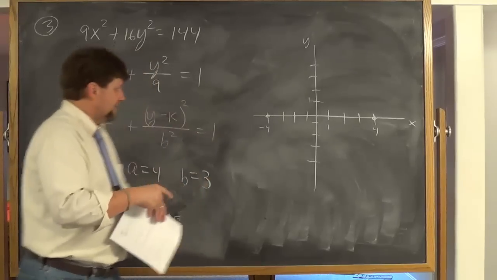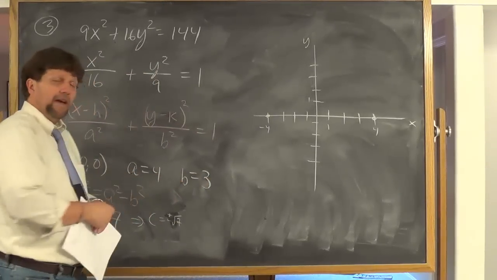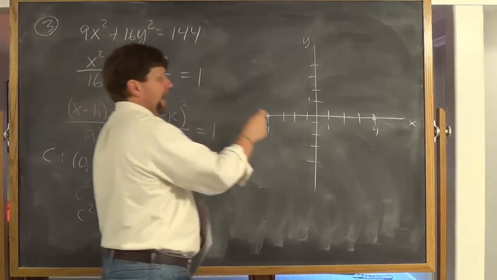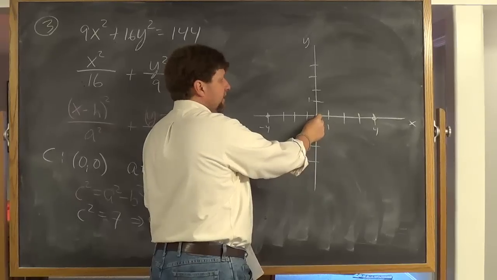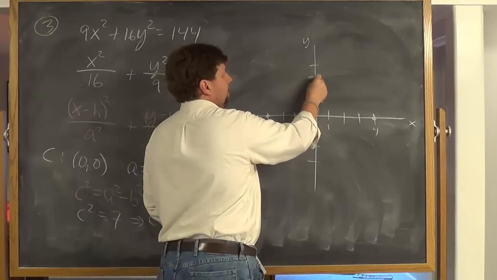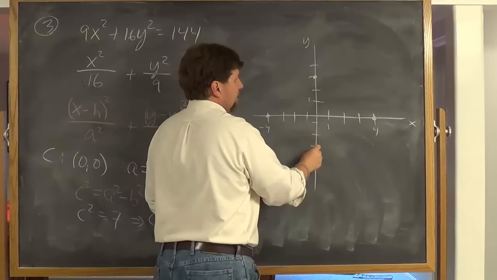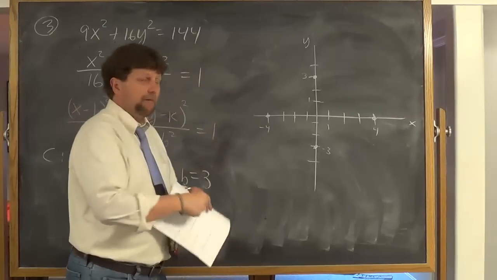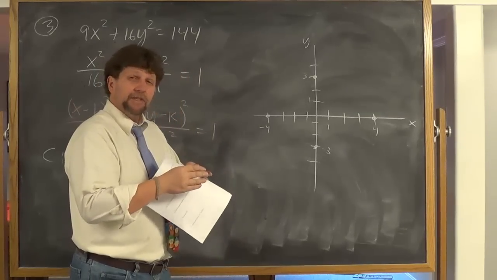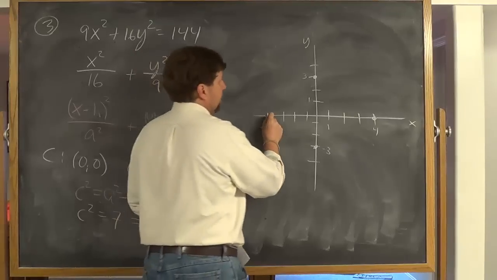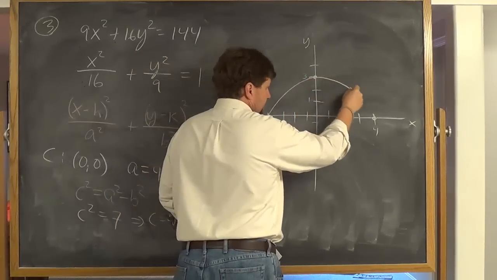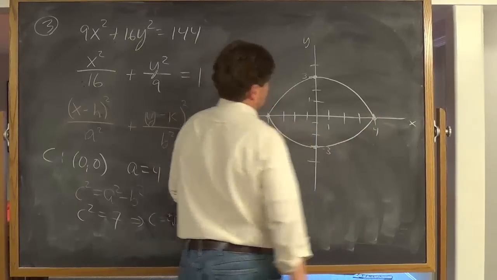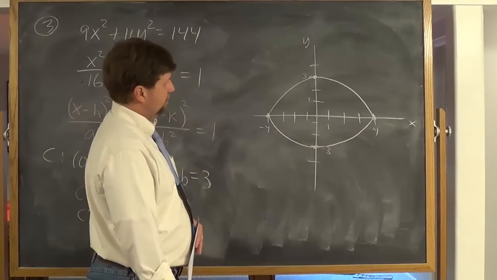Now my minor axes will be found by the b value of 3. b squared was 9, so b is 3. For my minor axes, I start at the center, count up 3, and count down 3. That gives me the endpoints of my minor axes. I actually have all the points I really need to sketch this ellipse, and I'll try to sketch it. Kind of looks a little like Stewie Griffin's head.